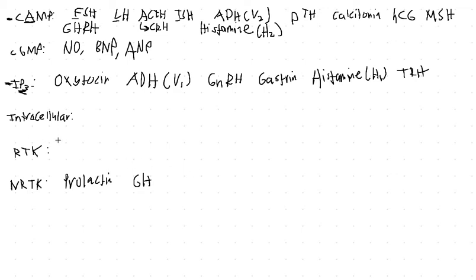Next, we do the receptor tyrosine kinase. This is easy. Insulin plus growth factors. That's it. So insulin, and then anything that ends in GF, it's a growth factor. It's going to be receptor tyrosine kinase.